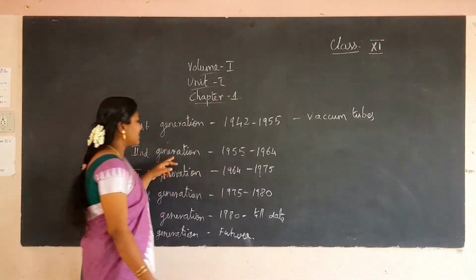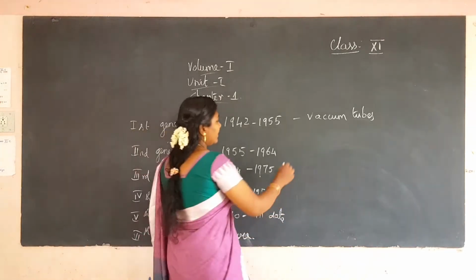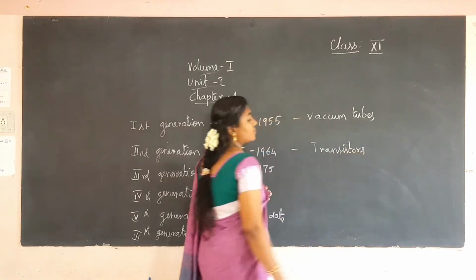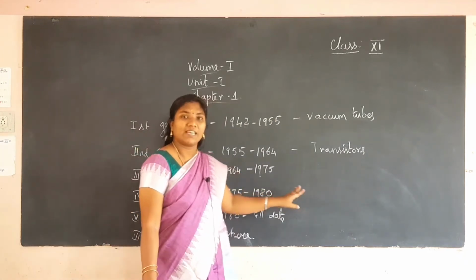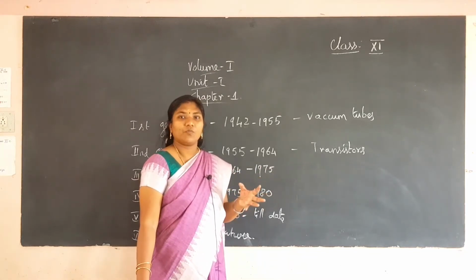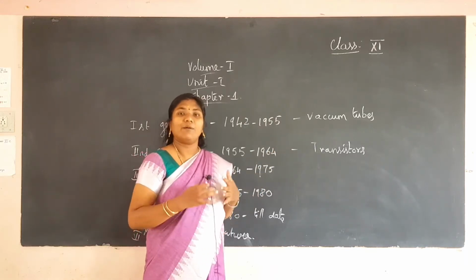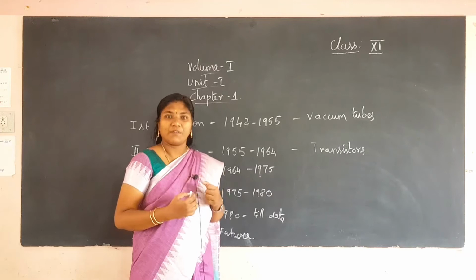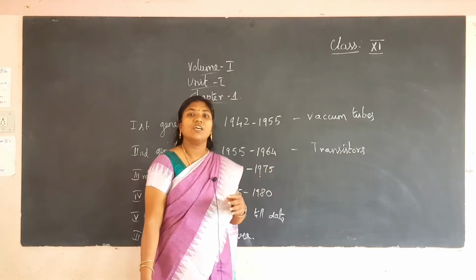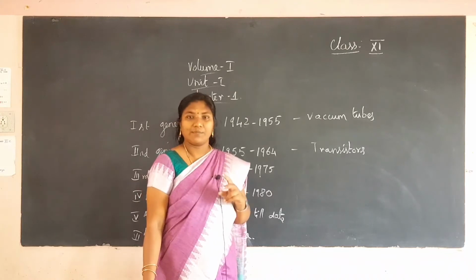And now coming on to the second generation, it was from the year 1955 to 1964. Here they used transistors. So, what was the component used? Transistors in second generation. So, with transistors, it was smaller and the heat was very less when compared to the first generation. We cannot say it was very less, but when compared to the first generation, they consume less power and the heat produced was also less. Okay. And here in the second generation, they use machine language and assembly language.